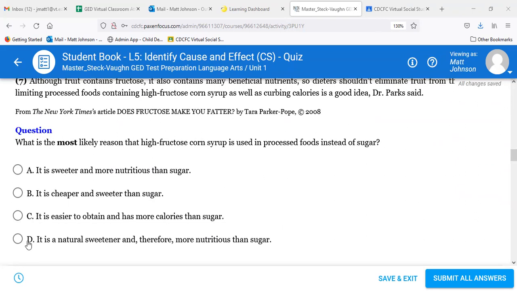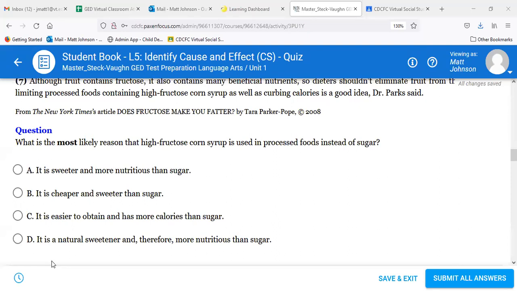So what is the most likely reason that high fructose corn syrup is used in processed foods instead of regular sugar? A, it's sweeter and more nutritious than sugar. B, it's cheaper and sweeter than sugar. C, it is easier to obtain and has more calories than sugar. D, it is a natural sweetener and therefore more nutritious than sugar. B. B as in ball. Yeah, it's B as in boy, right?